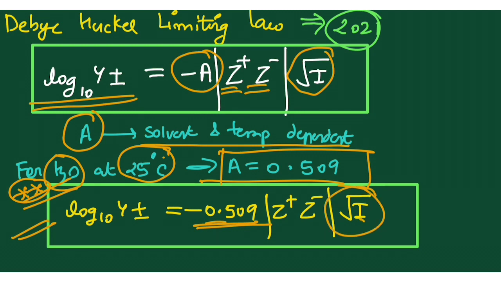But suppose you are provided with some other solvent or some other temperature, they will give you the equation in this form and mention the value of A. So you should not get confused. That is why I have introduced you to this equation first. I hope DHLL is very clear to you. Now moving forward.